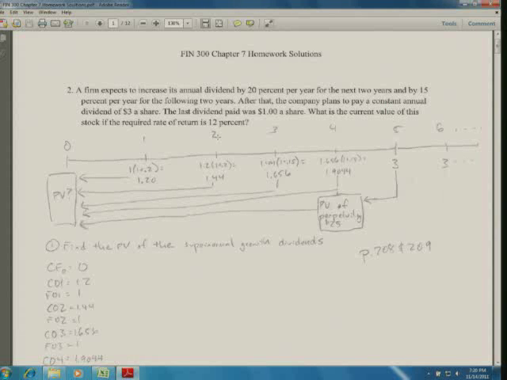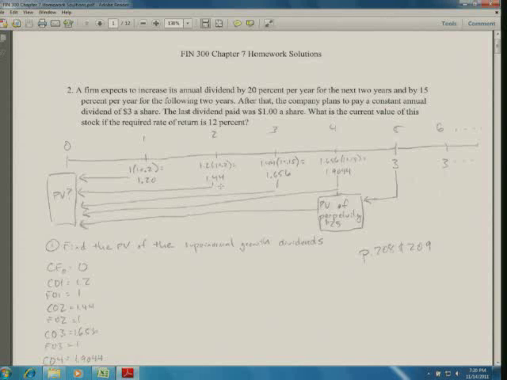Okay, at the end of year 2, for the next 2 years, we're growing by 20%. So we're going to take this dividend we got at the end of year 1, and then we're going to grow it by 20%. It's going to grow by an additional 20%. So that's what's going on right here under the 2 tick mark. We take the $1.20 times 1 plus our growth rate of 0.2. So 1.2 times 1.2 is 1.44. So the dividend we expect to receive at the end of year 2 is $1.44.